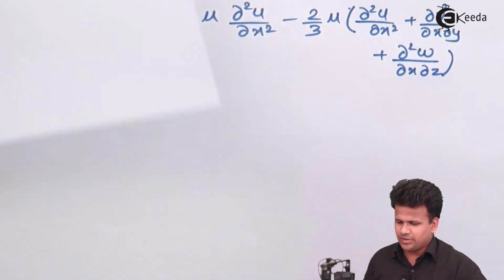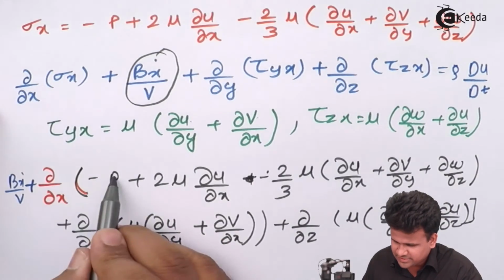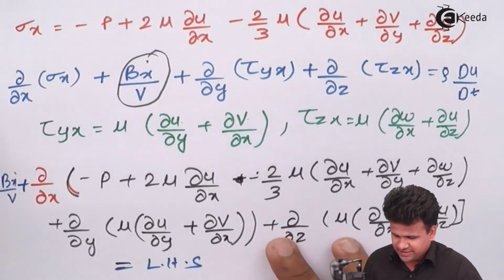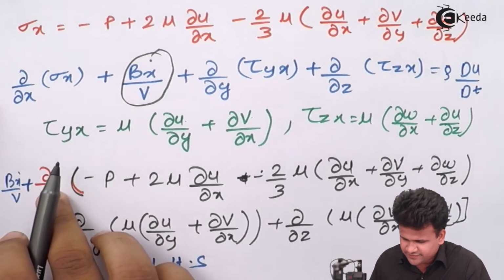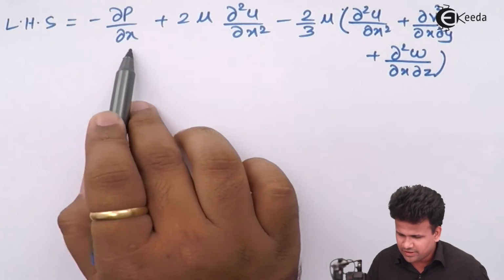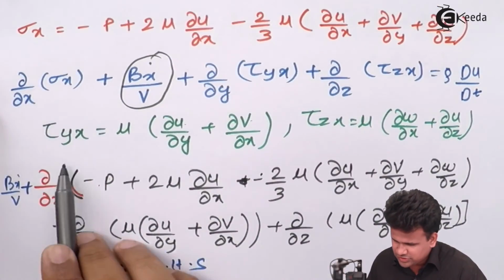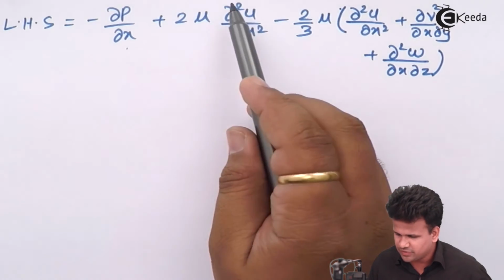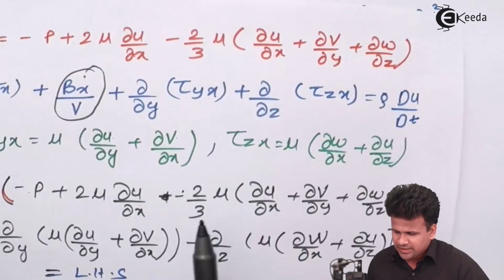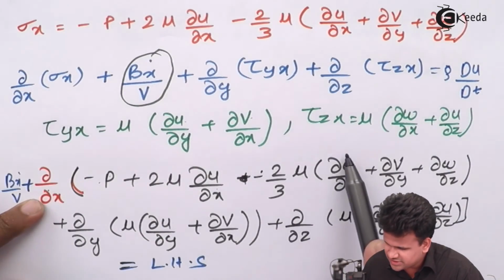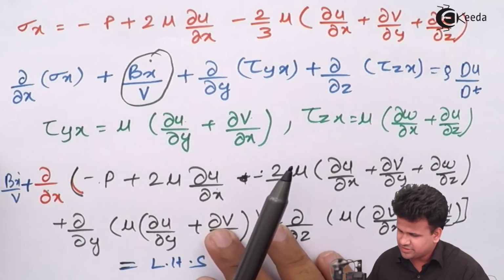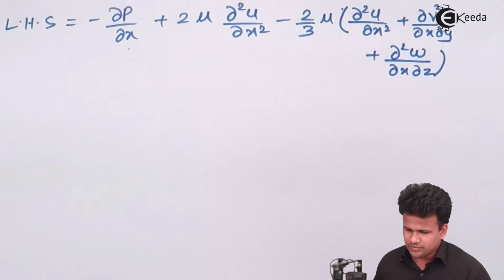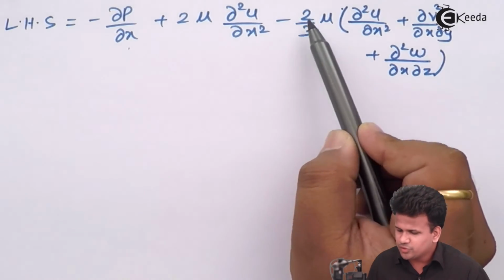So let us check this out again. Over here, we are differentiating inside, so that is minus ∂p/∂x, so we have written it over here. Next term, so we'll check this out again. The first term is minus ∂p/∂x. Second term will be, when this goes inside, ∂²u/∂x² into 2 mu. And then this part will be differentiated inside, so the first term will be ∂²u/∂x², then ∂²v/∂x∂y, and ∂²w/∂x∂z. So this will be the term over here, and 2/3 of mu will be as it is.